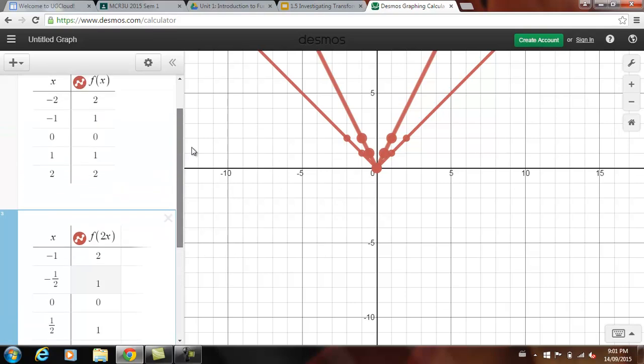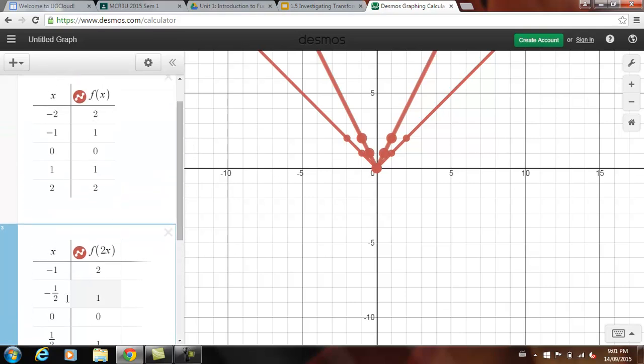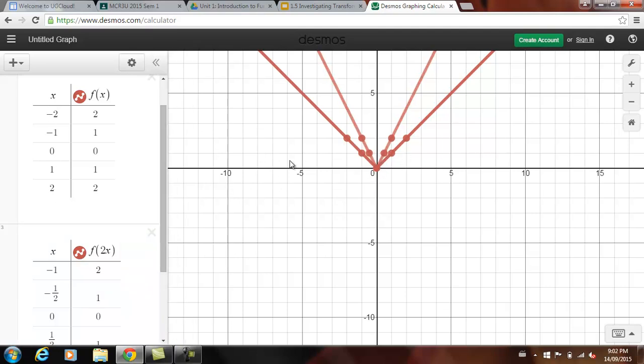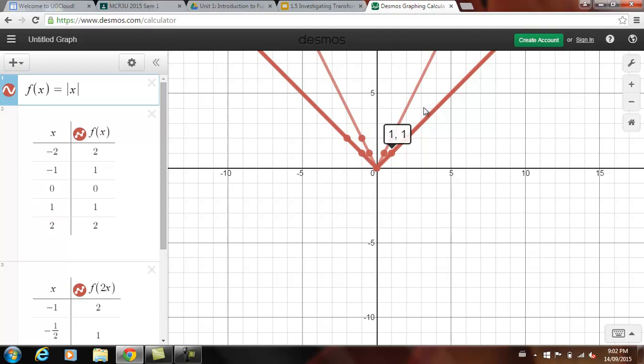So to get to the same outputs, what we do is we half the input. So we take half the size. And so what we call that is, because we're multiplying the inputs by 2, we call that a horizontal compression, because we half the inputs to get to the same output. And you can see that here, where this is the original function, this is the transformed function, and it's half the size horizontally. We call it a horizontal compression.